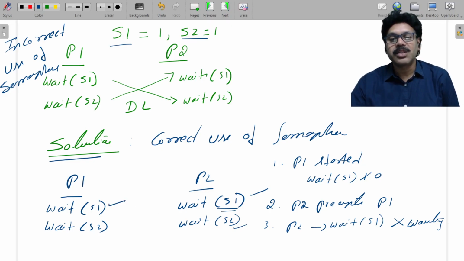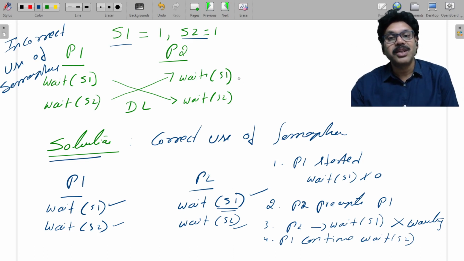Then who got the chance? P1 only. And P1 is asking for what? S2. P1 continues in this case because S1 is right now with P1. So P1 continues. It also performs the second line, that is wait of S2. S2 is empty because it was not started by P2. Earlier it was not like that, because this one used 2 first and then was waiting for 1, and the other one had already started with 1 and was waiting for 2. But now I am making the order. So in this case, wait of S2. S2 is freely available. Then 1 becomes 0.